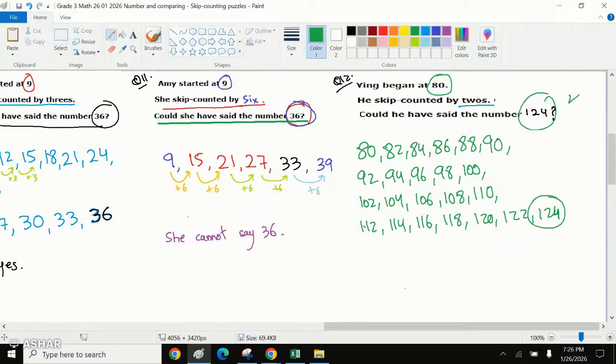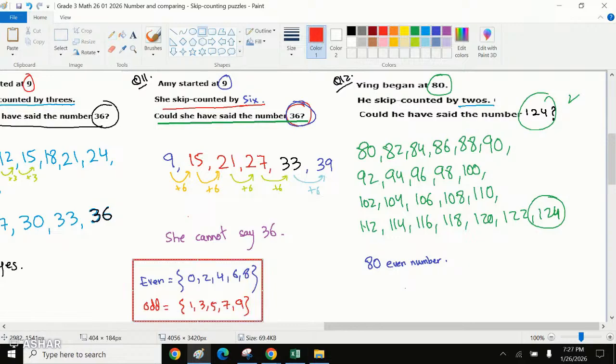Now let's see an easy way out, right? We say that 80 is an even number, because we know the definition for even is a number ending with 0, 2, 4, 6, or 8, right? And an odd number ends with 1, 3, 5, 7, and 9. These are the even and the odd numbers that we know. Agreed? So 80 is an even number, that's perfectly fine.